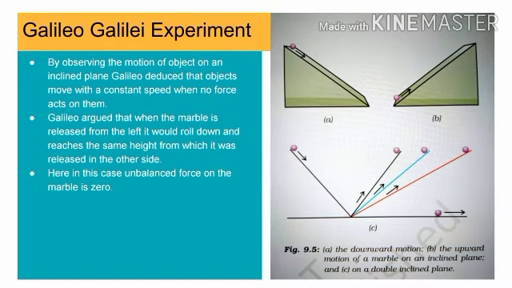Galileo Galilei's experiment. By observing the motion of objects on an inclined plane, Galileo deduced that objects move with a constant speed when no force acts on them. Galileo argued that when the marble is released from the left, it would roll down and reach the same height from which it was released on the other side. Here the unbalanced force on the marble is 0, so it can be done only experimentally. In real life incidents it is not possible.